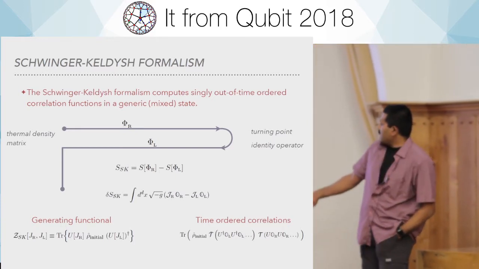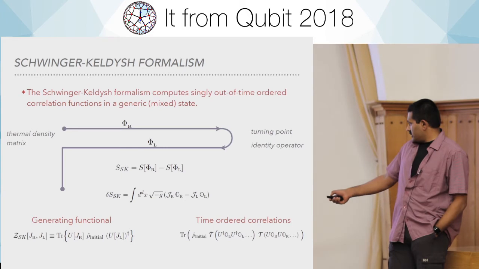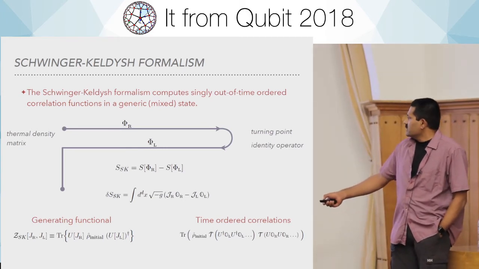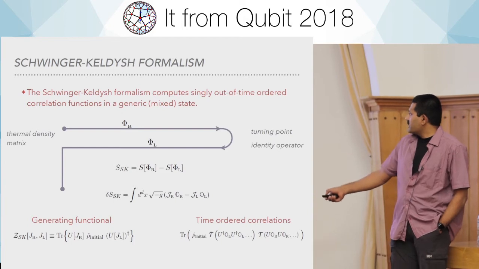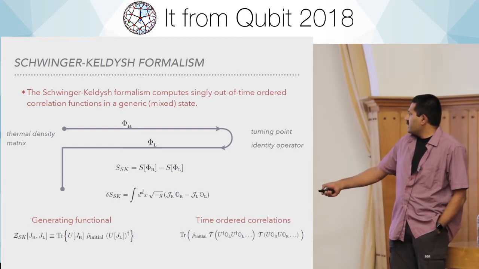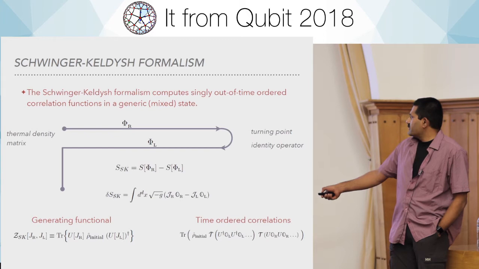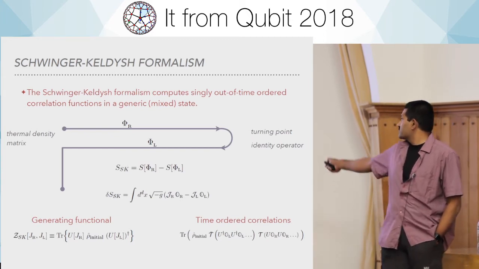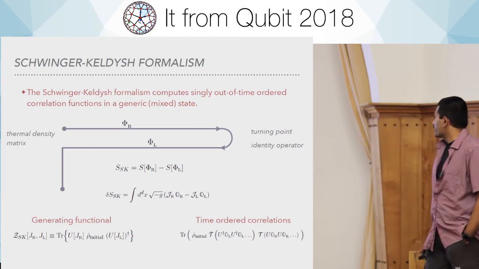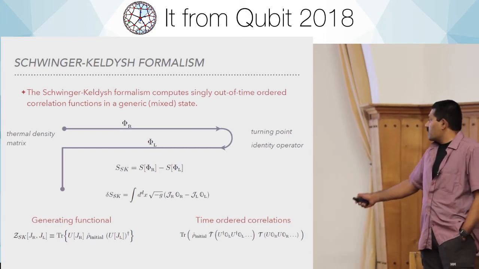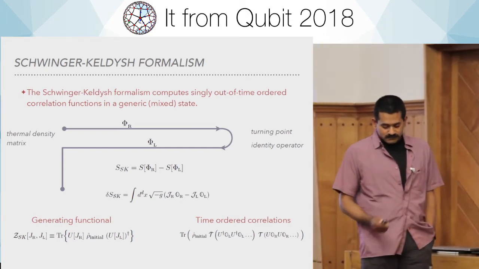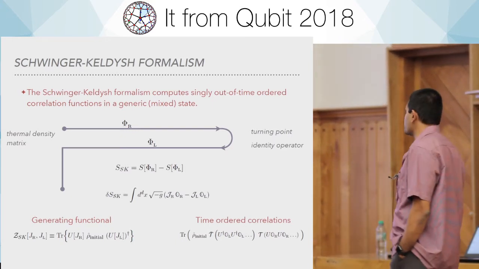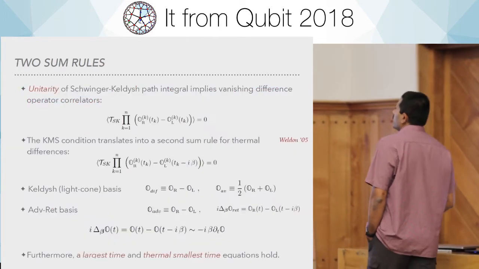So what I've written here is true for any density matrix, but I'm only going to talk about thermal density matrices. So the generating functional for correlation functions in this context is simply you take an initial density matrix, you evolve it forward with some sources, you evolve it back with some sources, and then take a trace, which is what this future turning point is doing. And this allows you to compute time-ordered correlators, which includes, in particular, the class of response functions we are interested in.